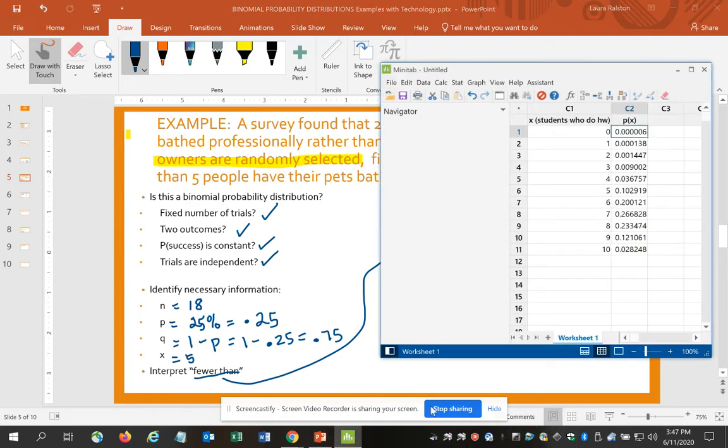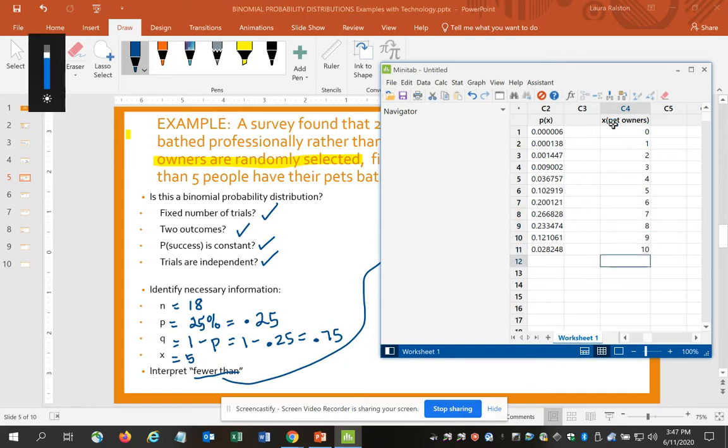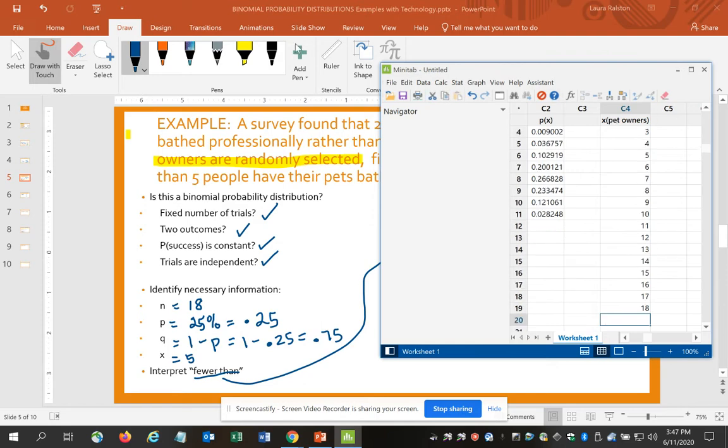So again, let's go out to Minitab. We can use a different column on our spreadsheet if we want. So just so we don't get confused, I'm going to go over to column 4, and this is going to be the number of pet owners that have their pet bathed professionally. Again, we can have none, and our total sample goes up to 18. So we have to go from 0 to 18 for our possible values of X. I've entered that. Let me make sure I didn't miss one. 3, 4, 5, 6, 7, 8, 10, 11, 12, 13, 14, 15.